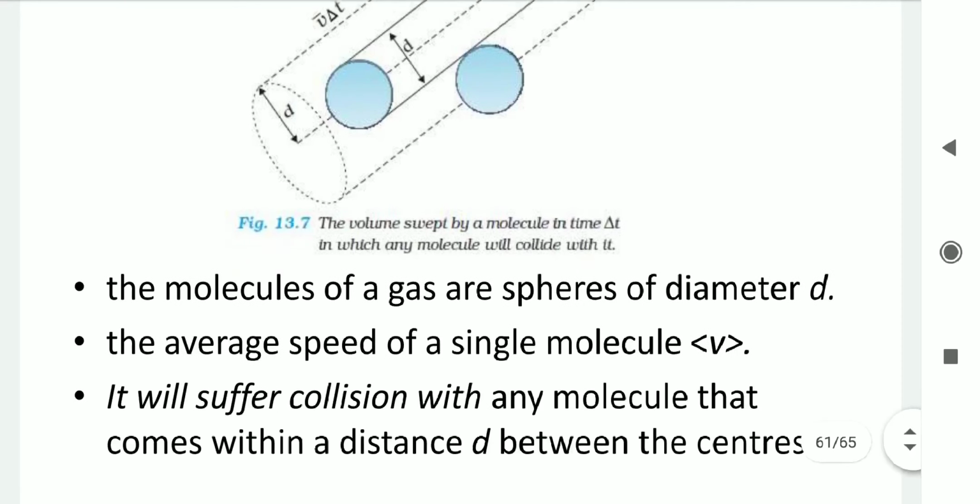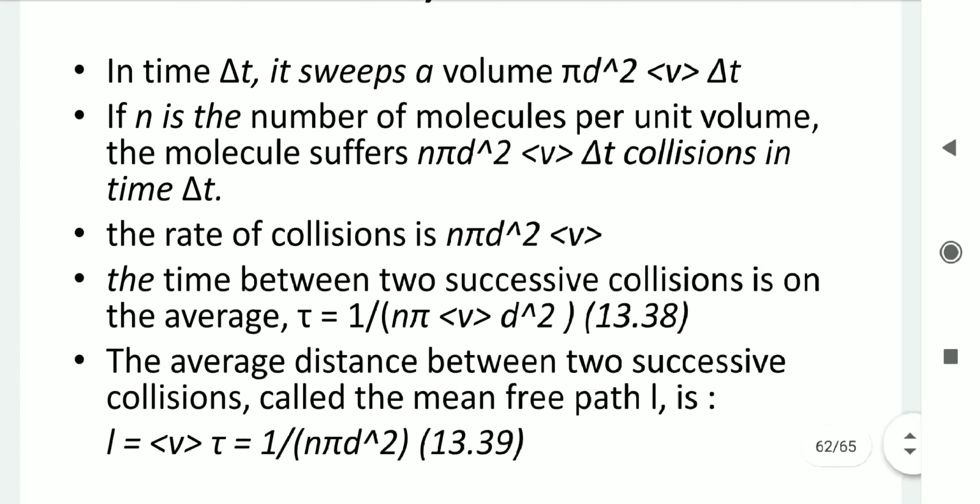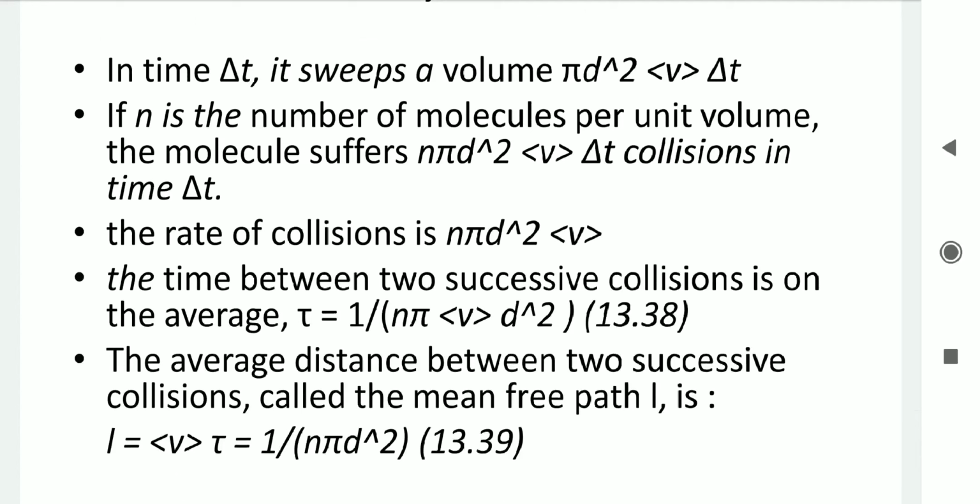So here, the rate of collision is n pi d square v, divided by delta t, and delta t cancels out. The time between two successive collisions, on average, tau equals 1 upon n pi v d square. The average distance between two successive collisions is known as the mean free path L. Velocity equals distance per time, so distance equals velocity into time. Velocity into the time between two successive collisions, tau, we have determined. Let us substitute it and we get 1 upon n pi d square.